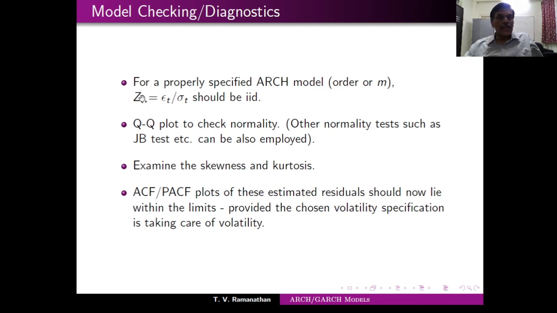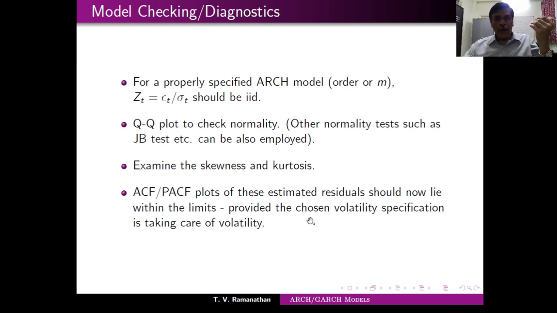So what is the assumption that I made? The z_t's are IID, normal with mean 0 and variance 1. So I'll verify that. Independence can be verified by plotting the ACF and PACF of that. If you want to check the normality, you can get the QQ plot or other normality tests such as the Jarque-Bera test. You can also examine the skewness and kurtosis.